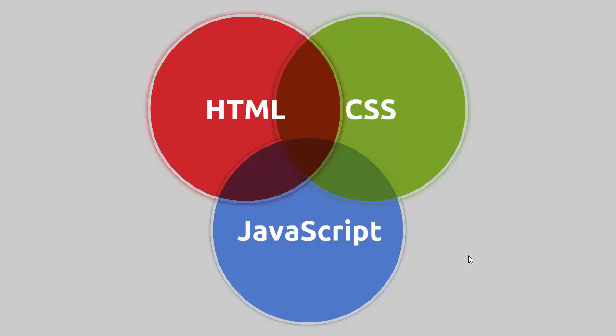So if we think of these layers or a web page in general as a person, the HTML is the bones and the skeleton, and the CSS is the skin and the clothes, and the JavaScript is the brain and the behavior. And together, they make the web come alive.